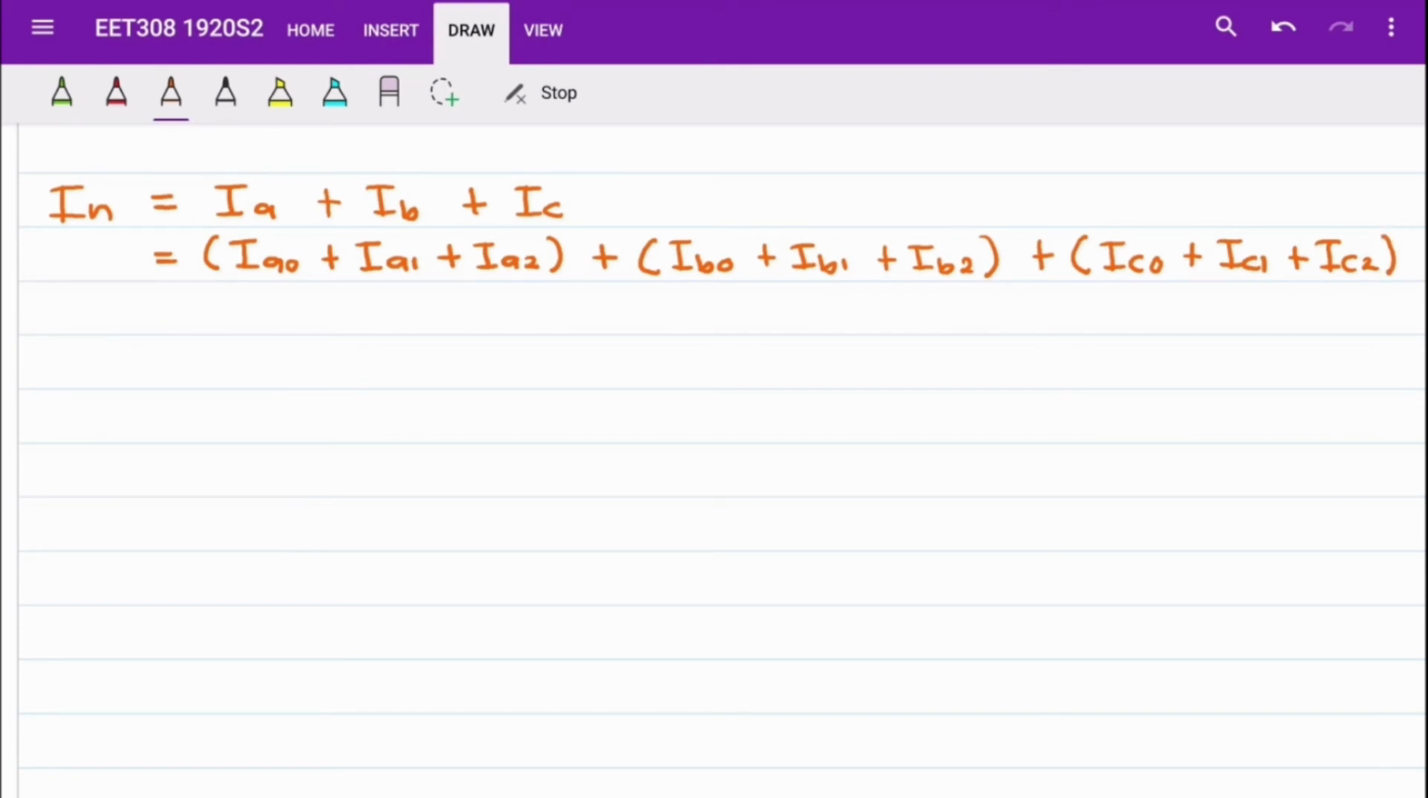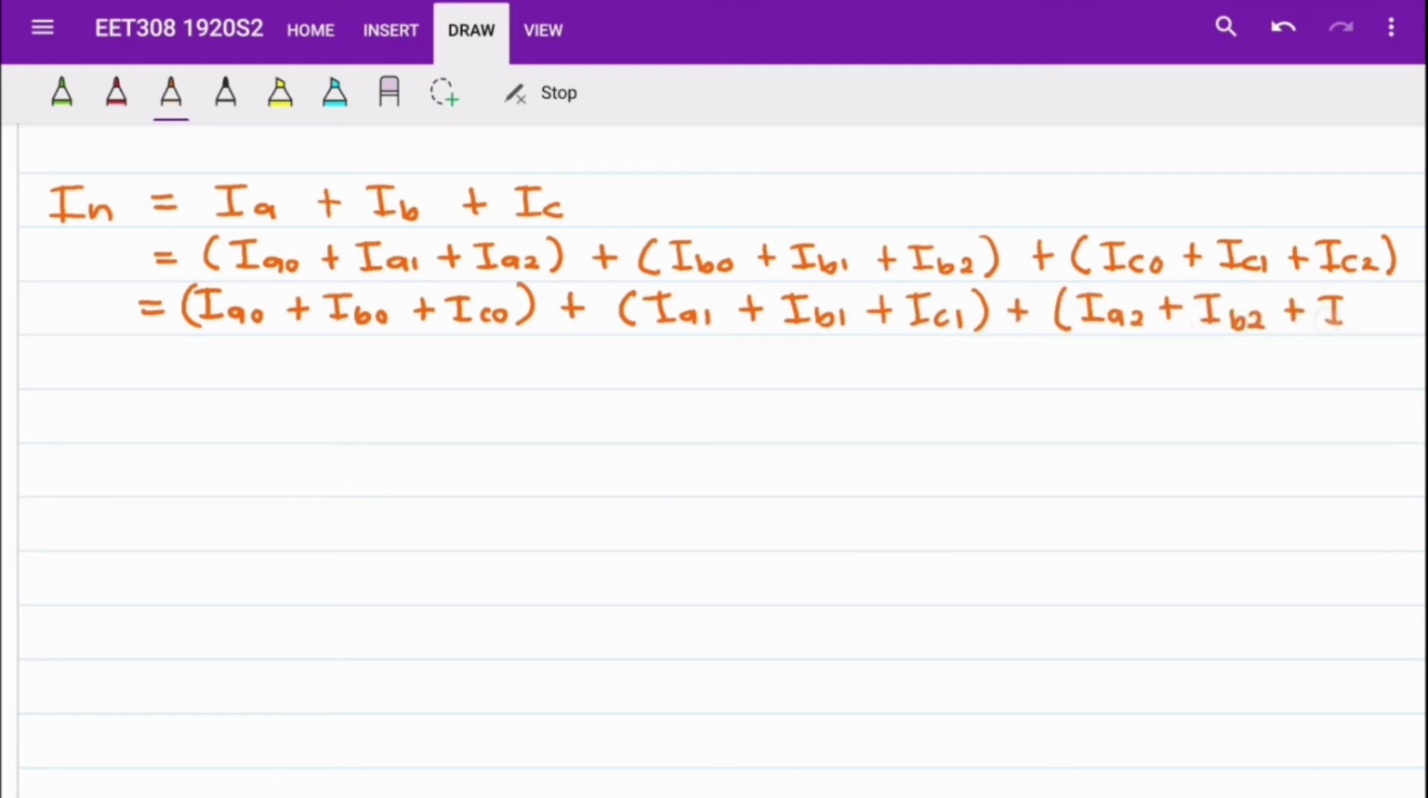Then we rearrange the equation based on their sequence. For example, zero sequence, negative sequence, and positive sequence. So we get zero sequence first, IA0, plus positive sequence and negative sequence. For zero sequence, we know that the magnitudes of zero sequence are equal, but the value of phase displacements is 0.